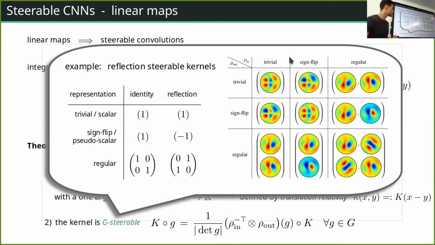And then, for instance, from a sign flip field to a regular feature field, we would have an arbitrary kernel, and then its flipped and negated version. So you can solve all these constraints, and then you know what your space of reflection steerable kernels would be.